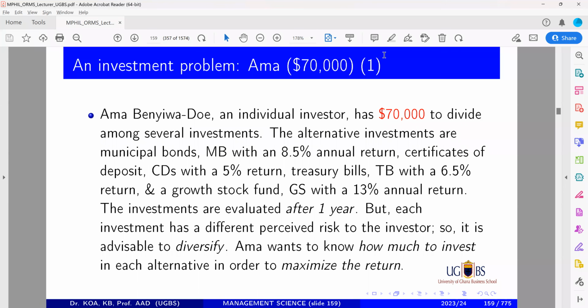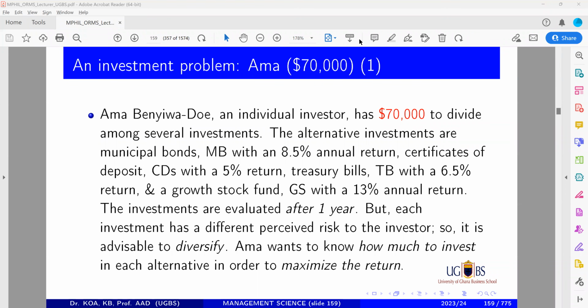So who can tell me the return from municipal bonds? What will be the return from municipal bonds? Because your understanding here will help you to document it. Someone, what is the return from municipal bonds? It's 8.5%, but that's 0.085 x1. Excellent. So this is the amount.